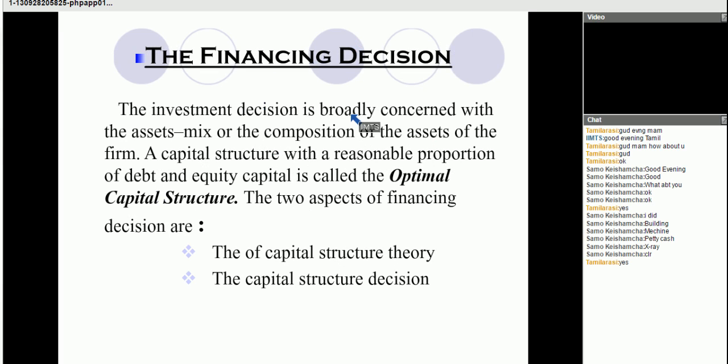The next is the financing decision. It is broadly concerned with the assets mix or the composition of the assets of the firm. Then a capital structure with a reasonable proportion of debt and equity capital is called optimal capital structure. Means there should be a balance between the debt and the capital. The creditors and debtors of the company should be in proportion to each other. The company should not have too many creditors, neither too many debtors. So in this we study the capital structure theory and the capital structure decision. We go by this.